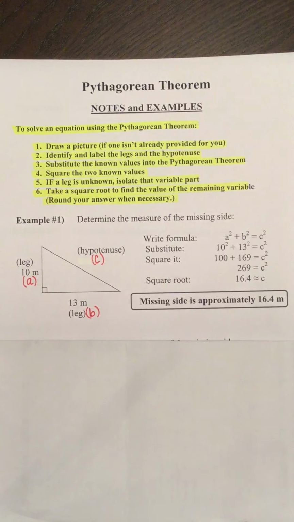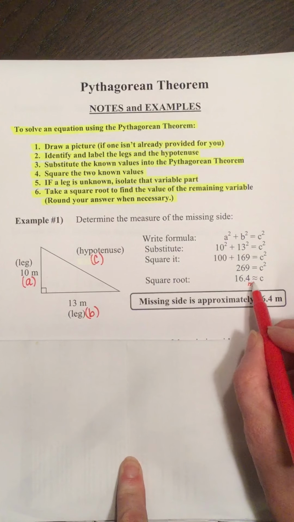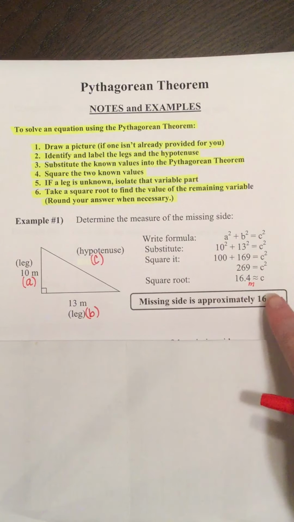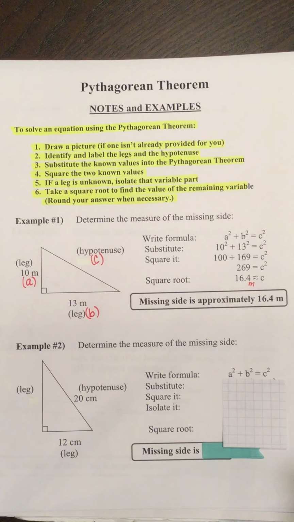So when you're doing your work, you will say 16.4 meters is approximately C. You don't need to write what's in this box. You can just leave it as that. All right. So again, if you're not set, pause the video, and you can come back to it when you're ready. We're going to move into another example.